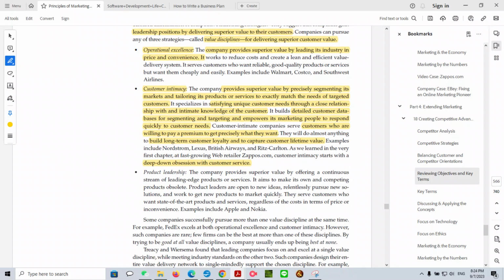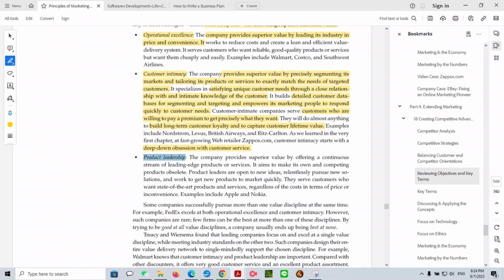Okay. Now, product leadership. With product leadership, the company provides superior value by offering a continuous stream of leading-edge products or services. Notice the key word is leading edge. It aims to make its own and competing products obsolete. Product leaders are open to new ideas, relentlessly pursue new solutions, and work to get new products to market quickly. They serve customers who want the state-of-the-art products and services, regardless of the cost in terms of price or convenience, such as Apple and Nokia.